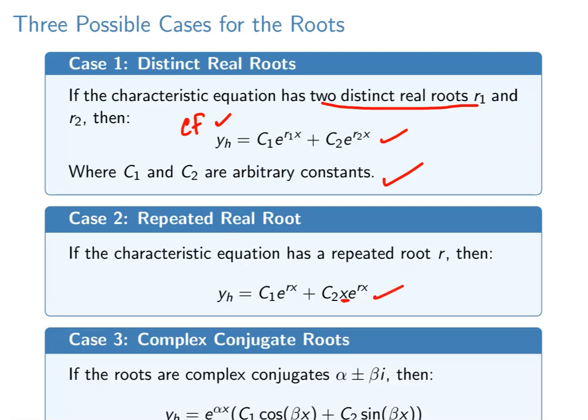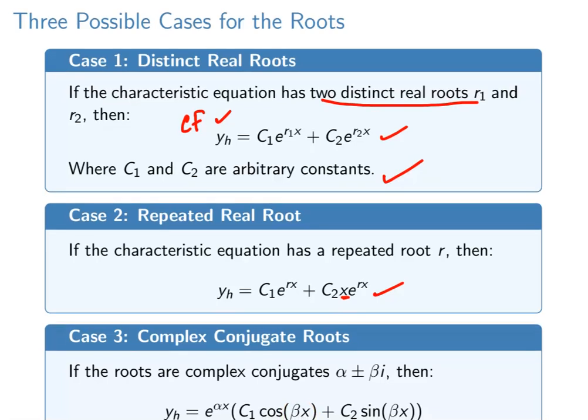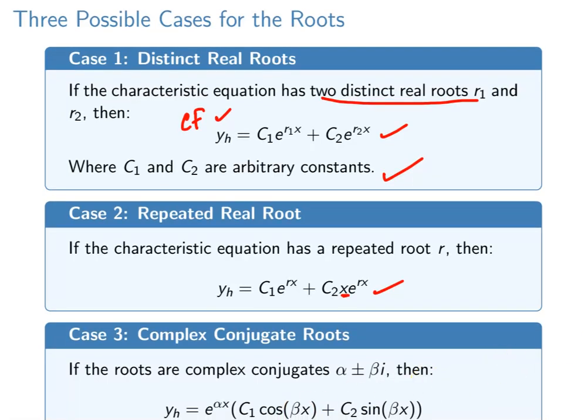Now if the roots are complex conjugates, that is alpha plus minus beta i, then yh will be e to the power alpha x times (c1 cos beta x plus c2 sin beta x). So remember, e to the power alpha x, and then beta will be in c1 cos beta x plus c2 sin beta x.